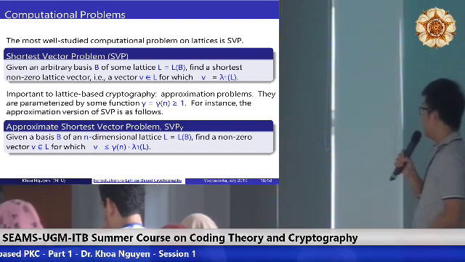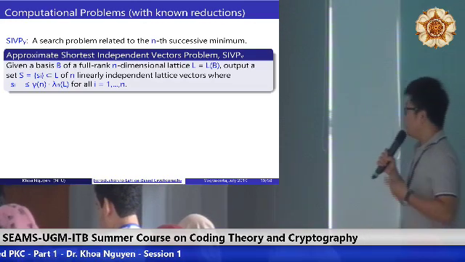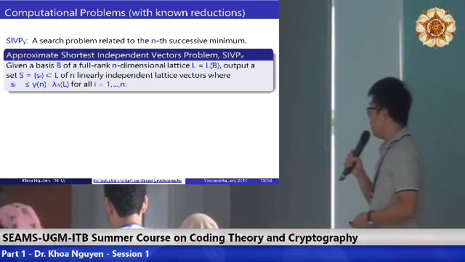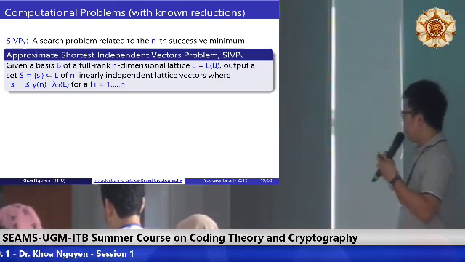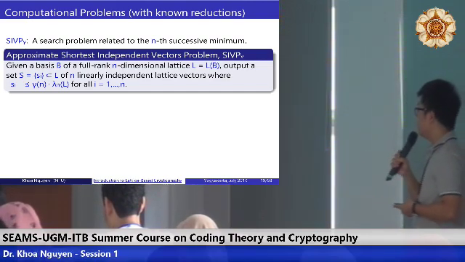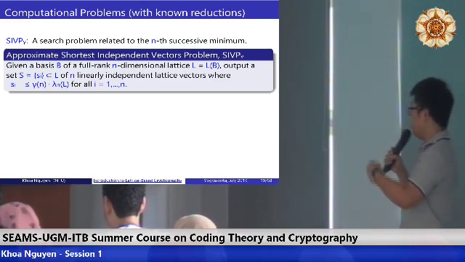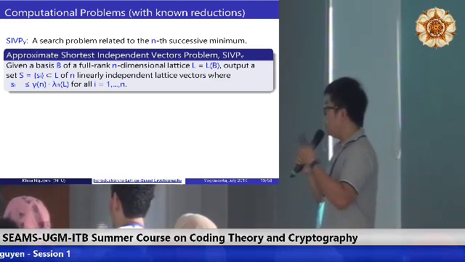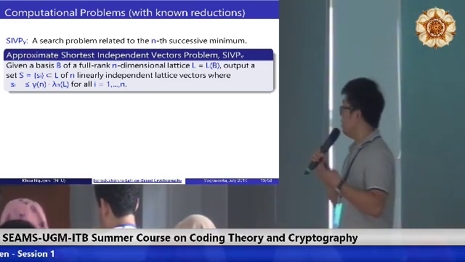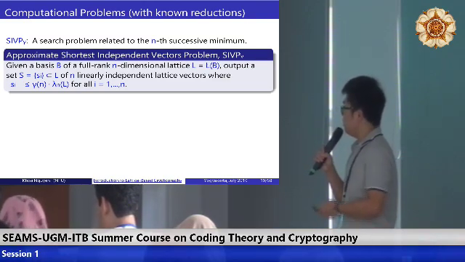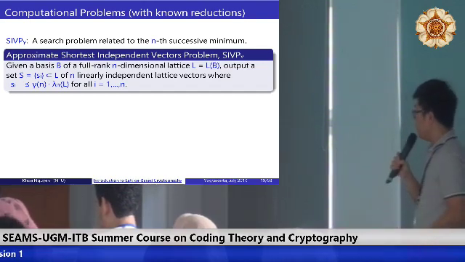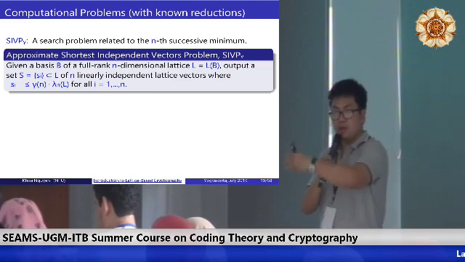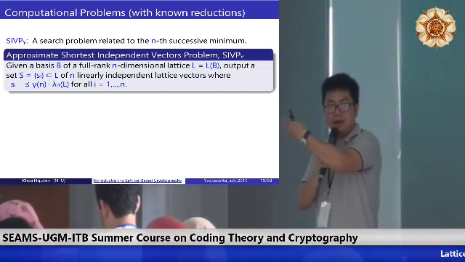Also, an important problem in lattices is what we call SIVP gamma. This is a search problem related to the nth successive minimum. The problem is as follows. Given a basis B of a full-rank n-dimensional lattice L, the problem asks to output a set S consisting of S1 to Sn, n linearly independent lattice vectors, where for every i, the norm of the vector Si is at most gamma times lambda i of L. Sorry, it's a typo here. So basically, it asks to find a set of n linearly independent vectors, each of them slightly longer than the ith minimum.